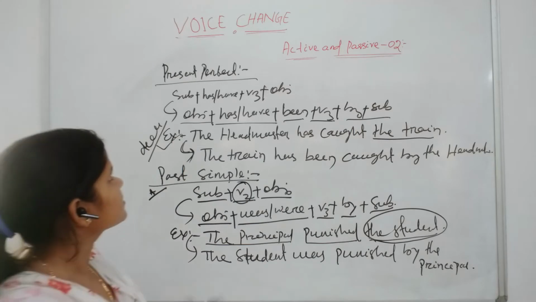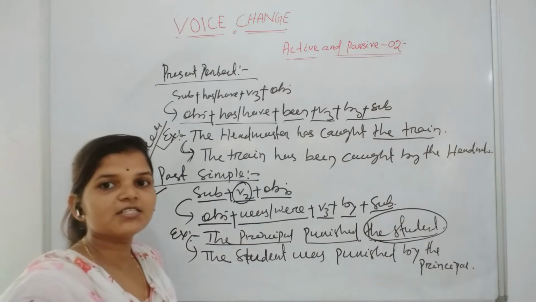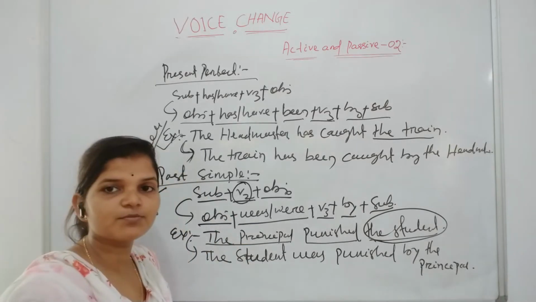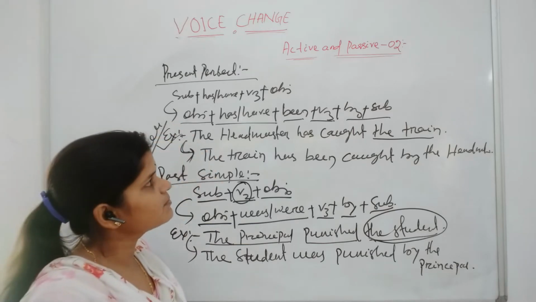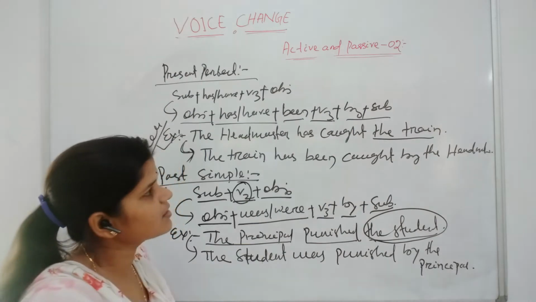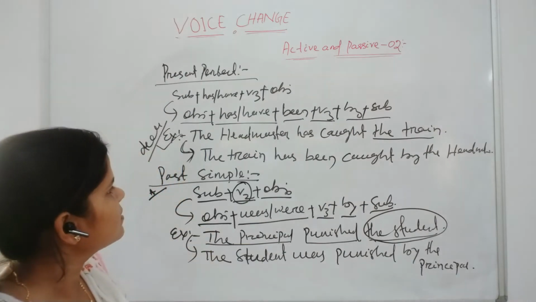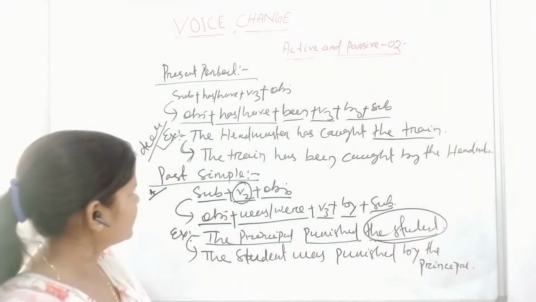Now we should review present perfect and past simple. Present perfect active structure is subject plus has/have plus V3 plus object, whereas converting to passive, it is object plus has/have plus been plus V3 plus by plus subject. Example: the headmaster has caught the train. In passive voice, the train has been caught by the headmaster.